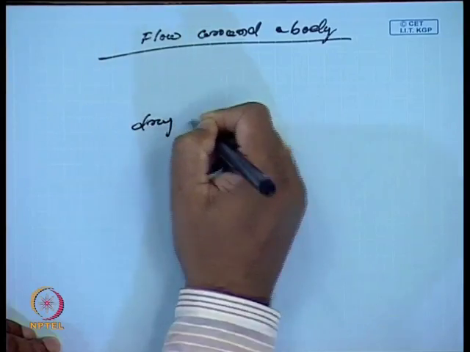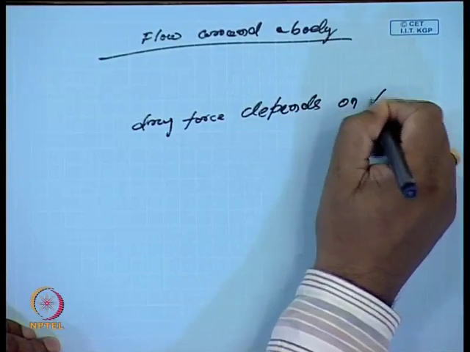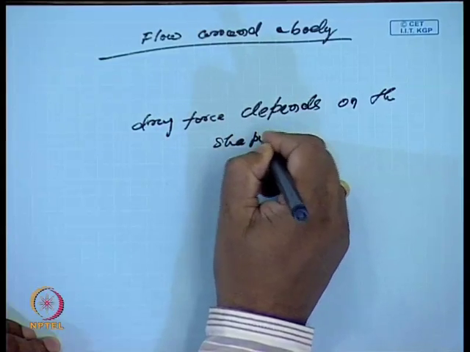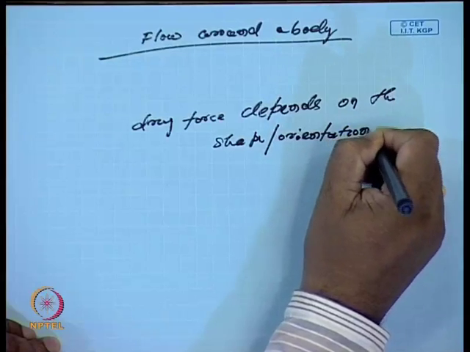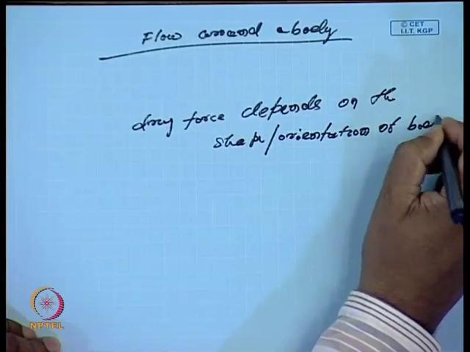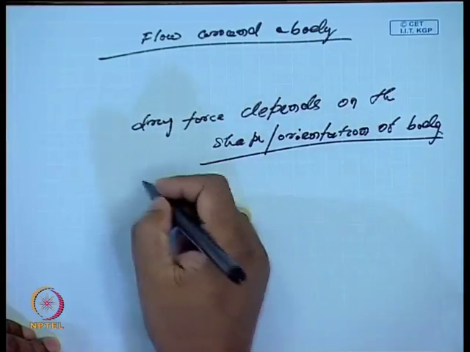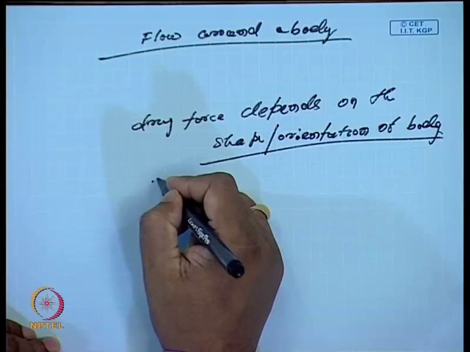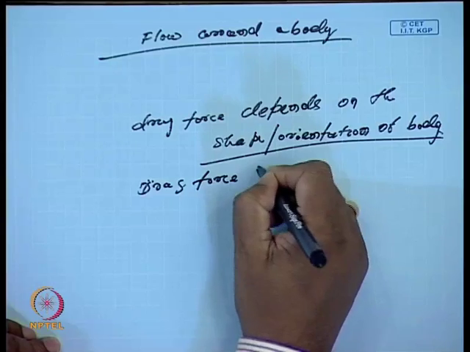On the other hand, for a body immersed in a fluid stream, the drag force depends on the shape and orientation of the body. This drag force is again due to the boundary layer.